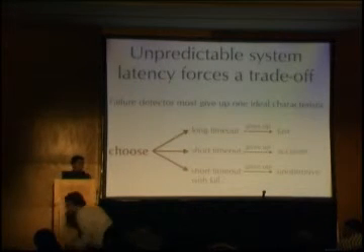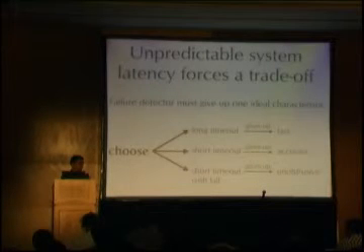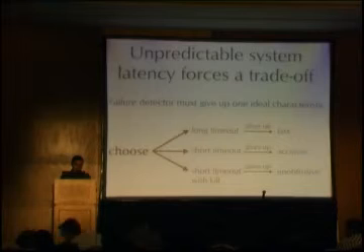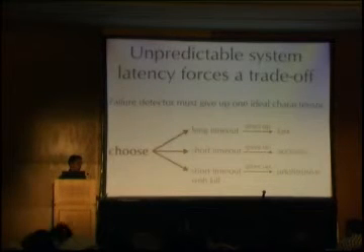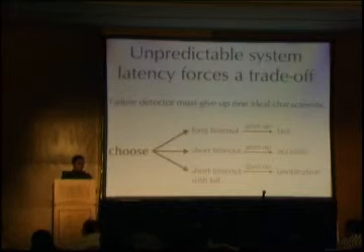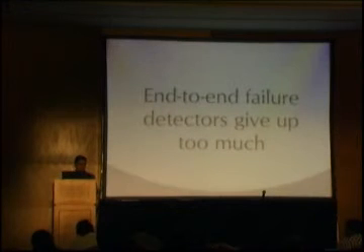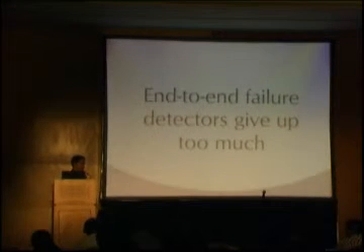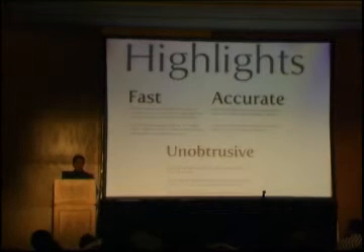In this case, the failure detector will be killing processes that are actually up, which will disrupt the operation of the system. And note that as you make the timeout shorter and shorter, it's more likely that the failure detector will say something is down when it's actually up, or kill a correct process. Now, what we found is that just building an end-to-end failure detector gives up too much in this trade-off. Indeed, we were able to build a failure detector called Falcon that is simultaneously fast, accurate, and unobtrusive.